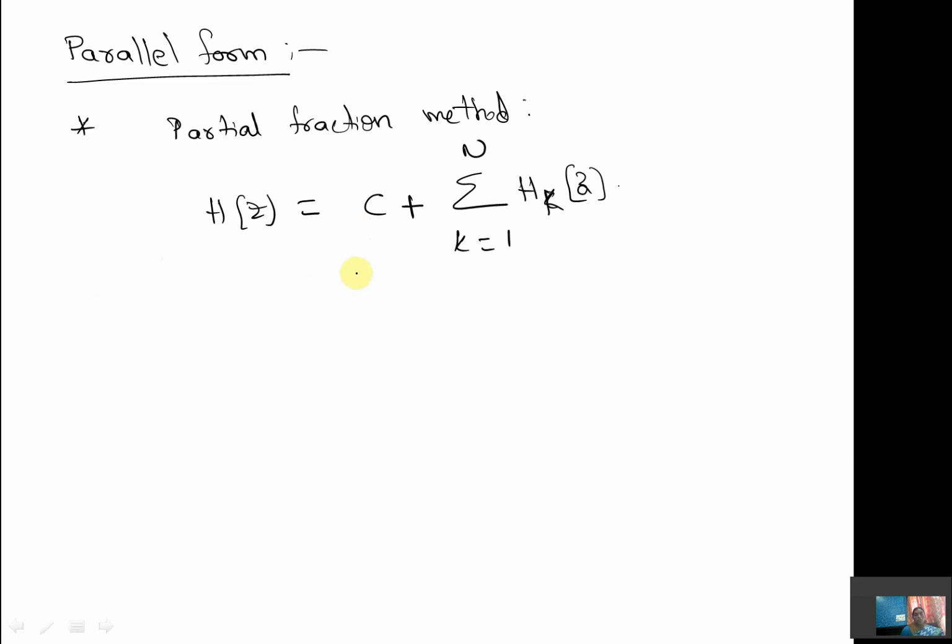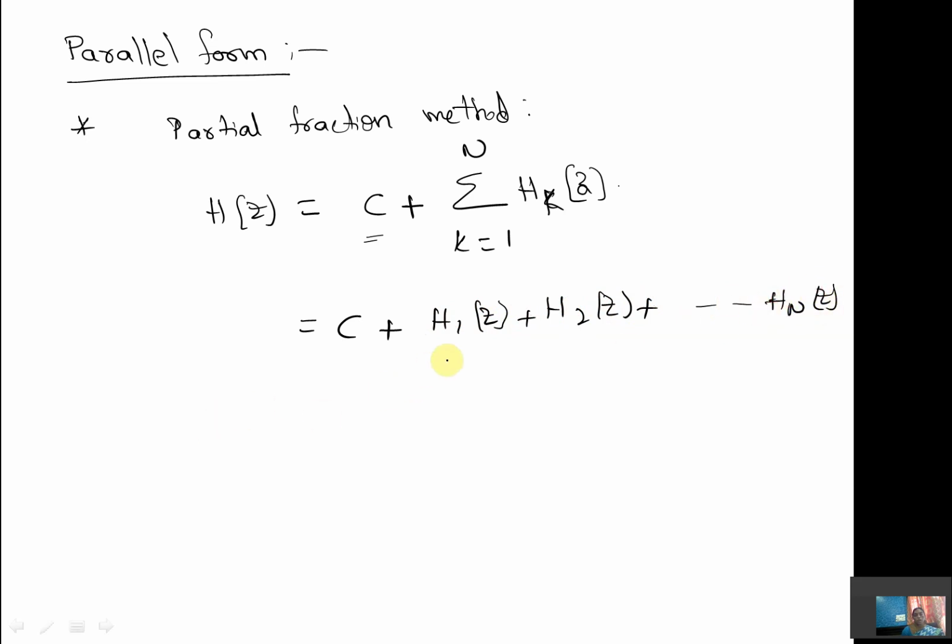Okay, that's why in such a case you may get the constant value c here. Otherwise c is 0. After dividing, you can get one rational function, numerator polynomial divided by denominator polynomial. Now based on the partial fraction method, you just split and extract the formation like this. That means c plus H1 of z plus H2 of z plus and so on Hn of z.